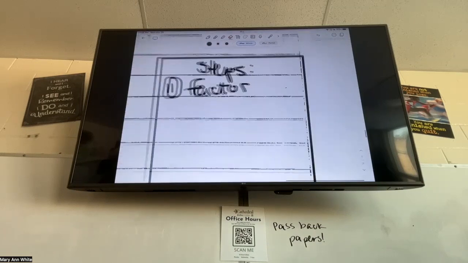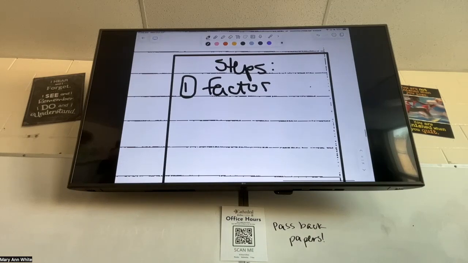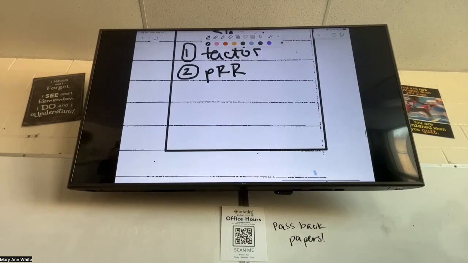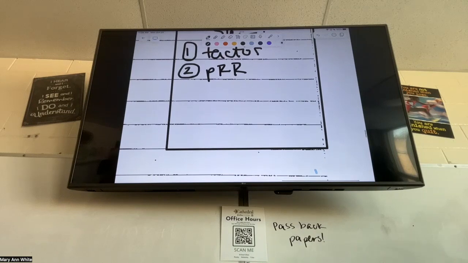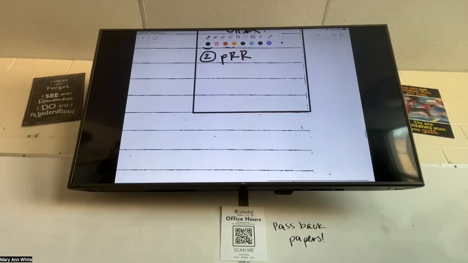Now, if factoring doesn't work, we need to do something called the PRRs. Sorry, it looks like a kindergartner wrote it, but PRR. Outside of this little box, just because I want to keep my steps nice and organized, down here underneath it, I'm going to write PRR and tell you what PRR means. So PRR stands for possible rational roots.